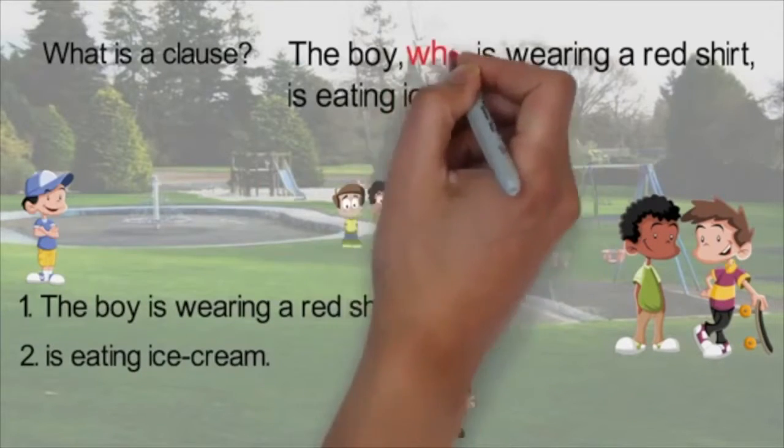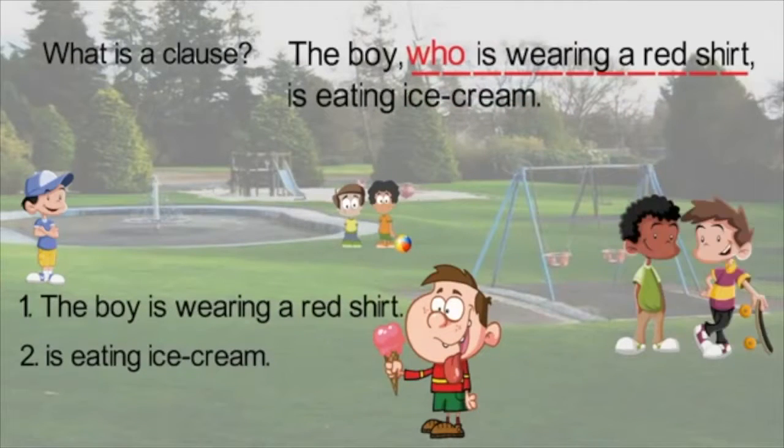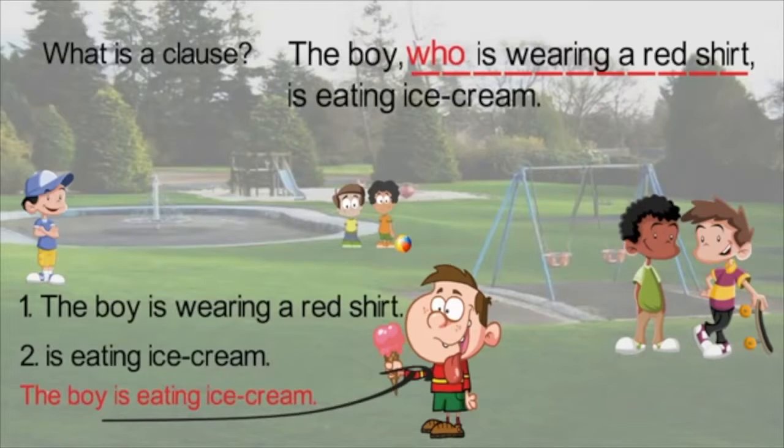Remember, the clause usually follows who, which, or that. So the clause in this sentence is, who is wearing a red shirt. Who is wearing a red shirt is just extra information. It is not necessary. The sentence could be, the boy is eating ice cream. But you want to make sure that somebody knows which boy you are talking about.